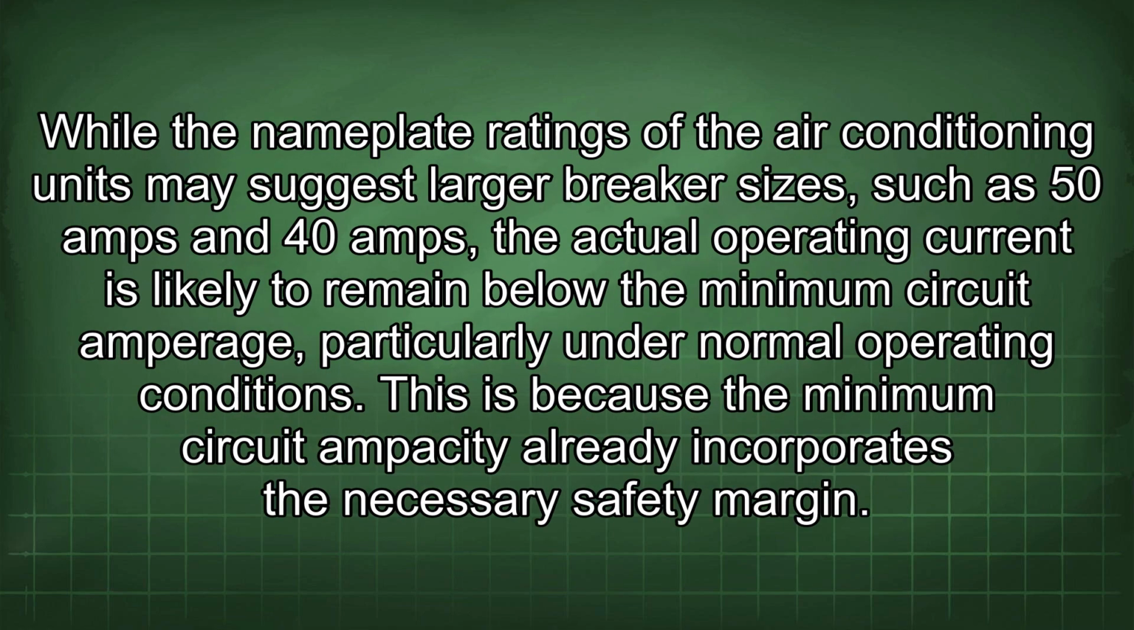While the nameplate ratings of the air conditioning units may suggest larger breaker sizes such as 50 amps and 40 amps, the actual operating current is likely to remain below the minimum circuit amperage, particularly under normal operating conditions. This is because the minimum circuit ampacity already incorporates the necessary safety margin.